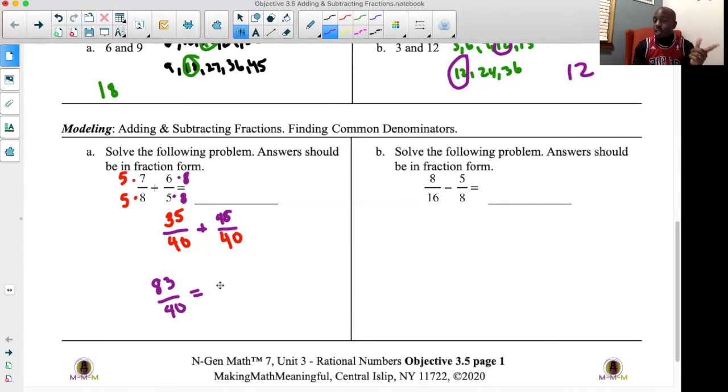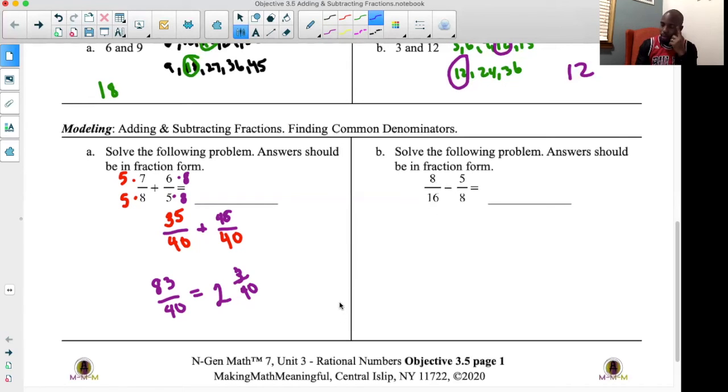Or if you want another way of writing it, I will accept 2 and 3 40ths. This, either the improper fraction or the mixed number, either one is okay with me. Okay? Wonderful. Now let's quickly go into B. Now B, once again, we are subtracting.